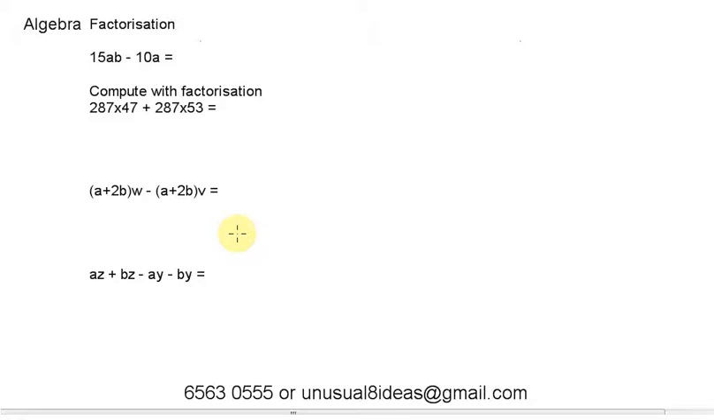Now, in fact, there are four ways of factorization. Today we are only going to look at two. The first one, 15ab minus 10a. The very first way of factorization is taking out the common terms. You have to ask yourself, 15 and 10, what do they have in common? Well, they are both multiples of 5, so write down a 5.